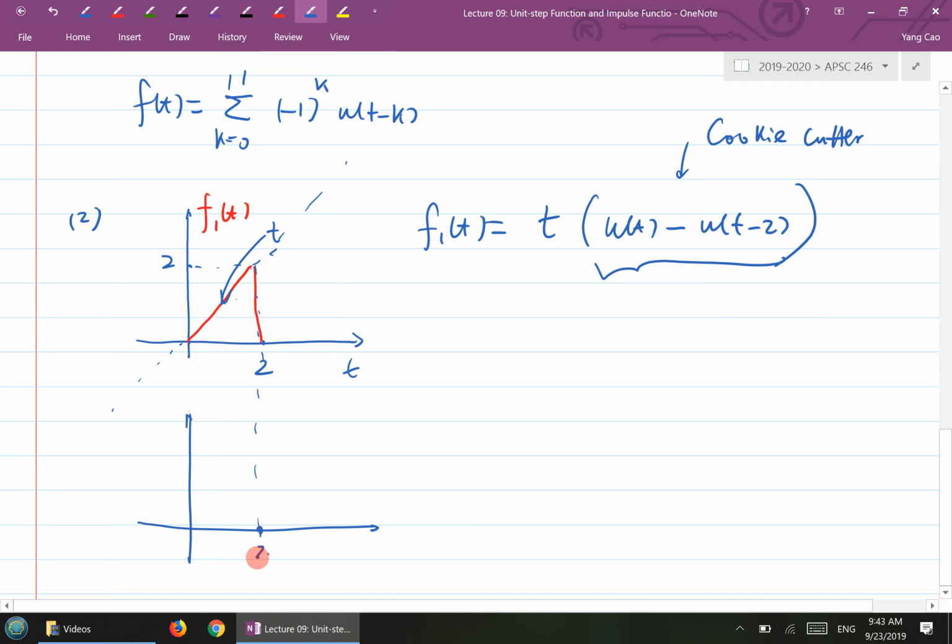To go a little further, let's say we have another curve, which is this.